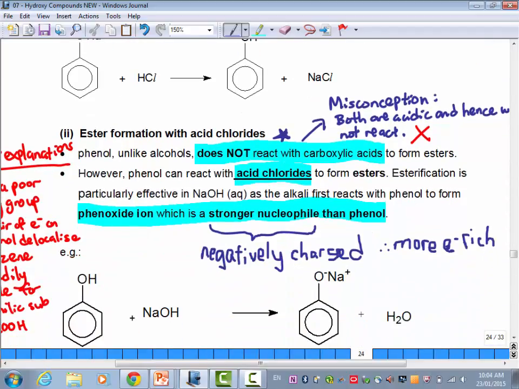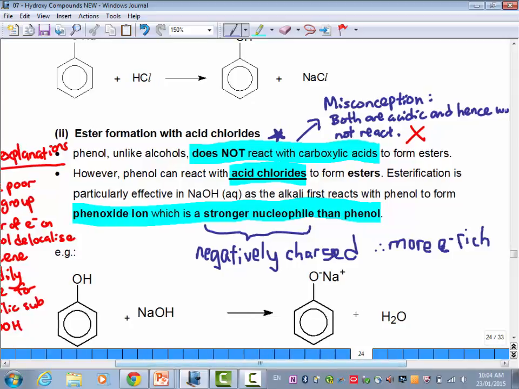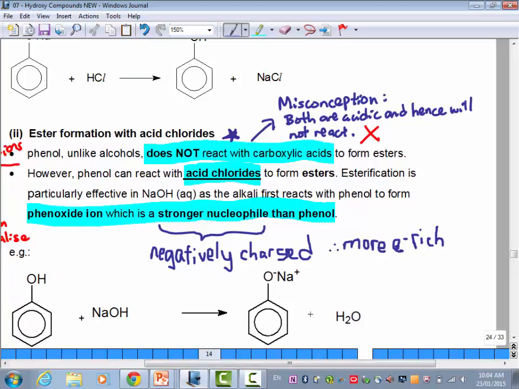Next, there's one important thing that I need to address is that phenol does not react with carboxylic acid to form ester. Here, some of you may be thinking, oh, is it because phenol is acidic? Carboxylic acid is also acidic. That's why acid and acid don't react. The answer is wrong. This is not the correct reasoning. So write it down. Put a big cross beside to tell yourself that this is not the correct reasoning. I'll show you the correct reasoning after you are done.